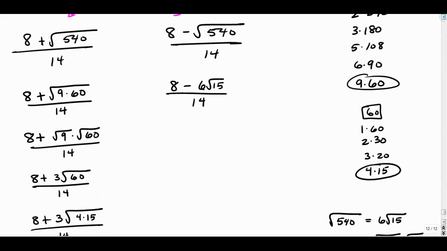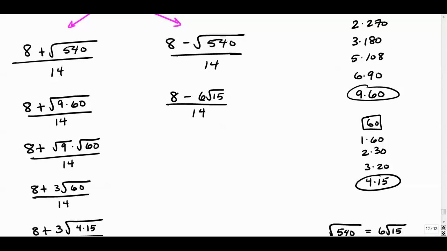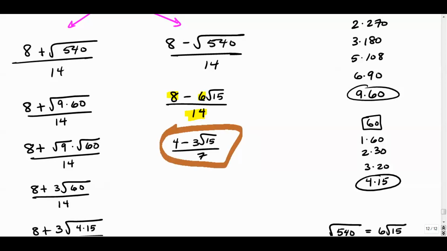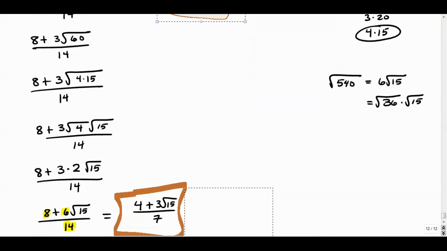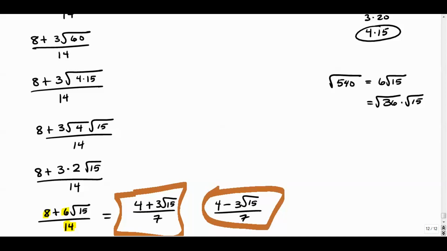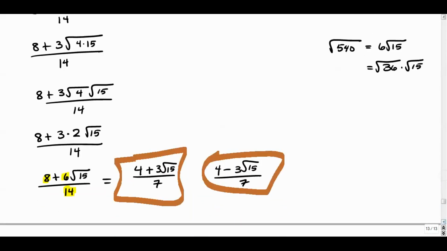The only difference between the 2 branches is this sign in the middle. Again, they're all even. When they're all even on the outsides, you can, or you have to, cut them in half. So we have 4 minus 3 radical 15 over 7. And that's the other solution. So let's bring that thing down here with its partner. Those are your 2 solutions to this quadratic.